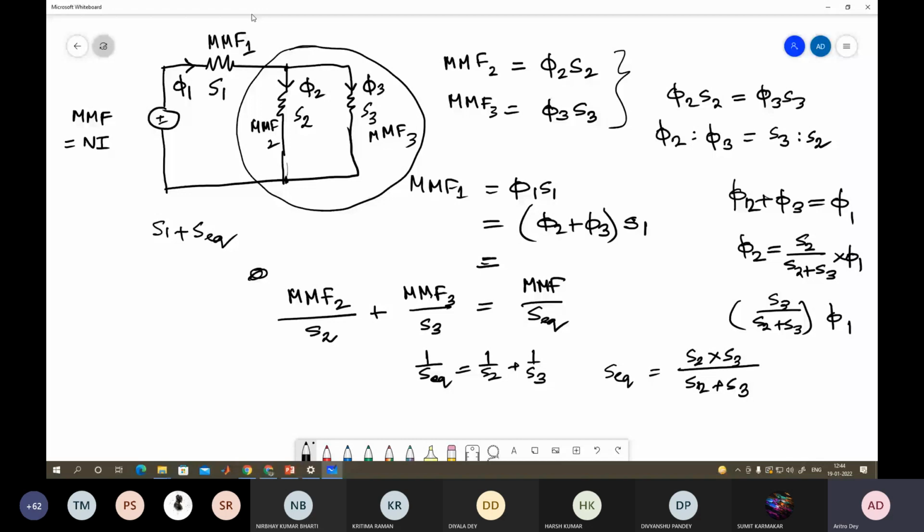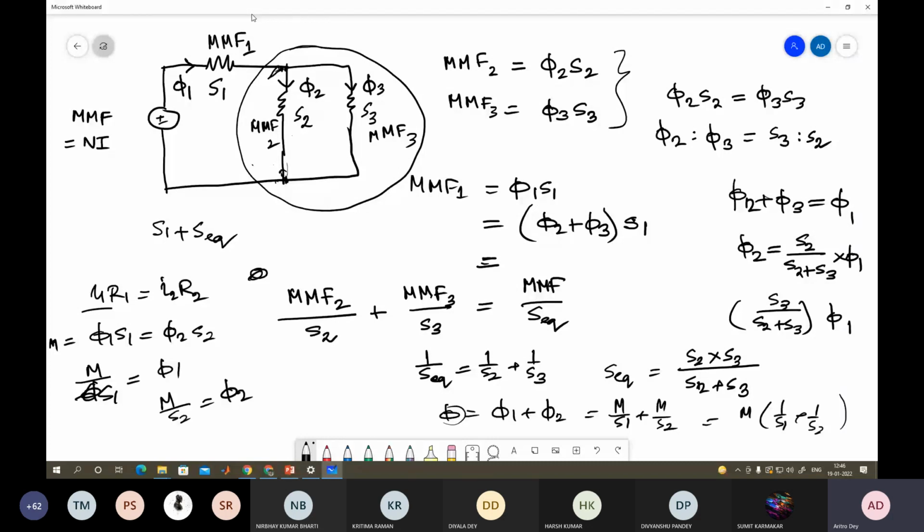So that means the same concept, your I1 into R1 equal to I2 into R2. In the same way we can write phi 1 S1 equal to phi 2 into S2, which is equal to the total MMF. Say if that MMF is M, then M by S1 is your phi 1, and M by S2 is your phi 2. Then phi equal to phi 1 plus phi 2, which we can write as M by S1 plus M by S2. If you take M common, then 1 by S1 plus 1 by S2, and that is 1 by S equivalent. I solved with this same concept, but not straight away using the equivalent reluctance. So this is not an approximation, it is the same thing, and you should get the same value.